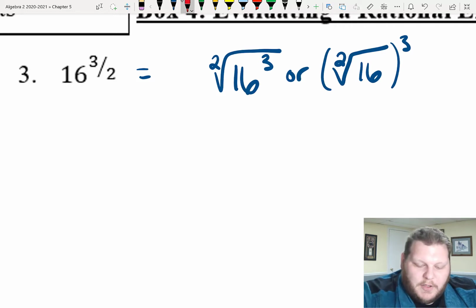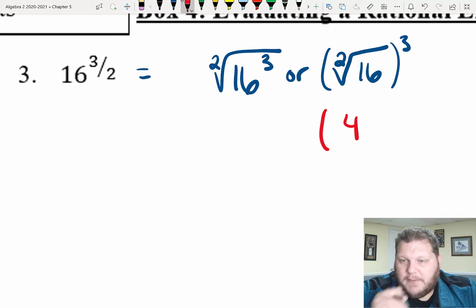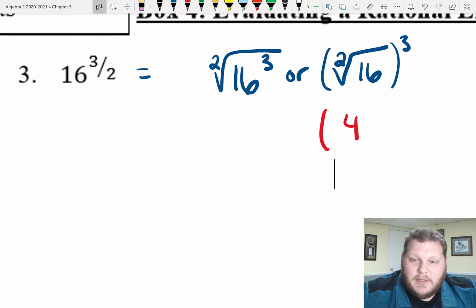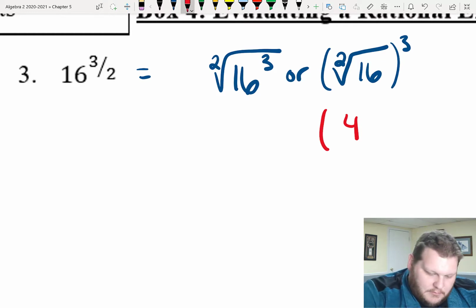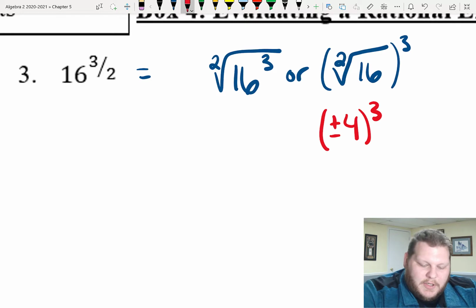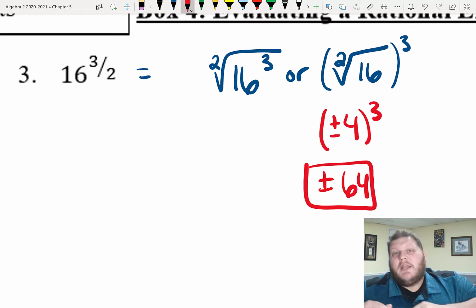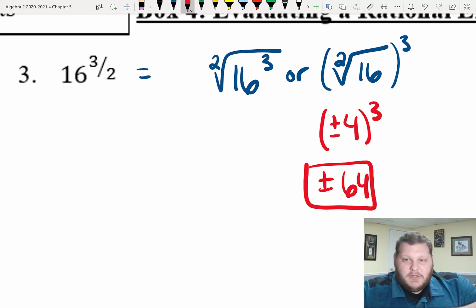So now I know the square root of 16, well, that's just 4, right? Actually, we know that it's actually plus or minus 4 being raised to the 3rd power, which ends up giving me plus or minus 64. If you didn't want to do it this old-fashioned way and do it in your head, for those who can do that, I encourage you to do that because it's faster.